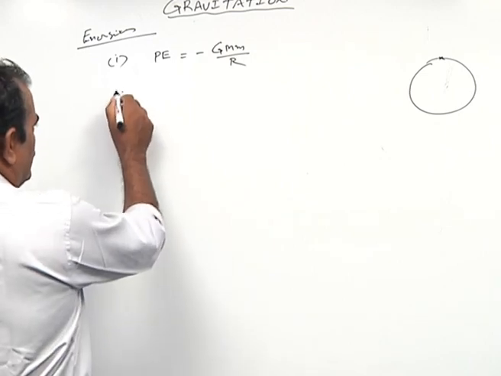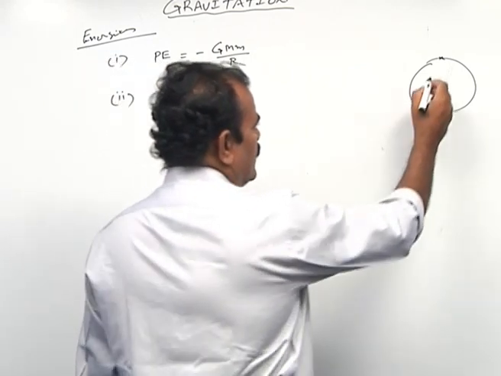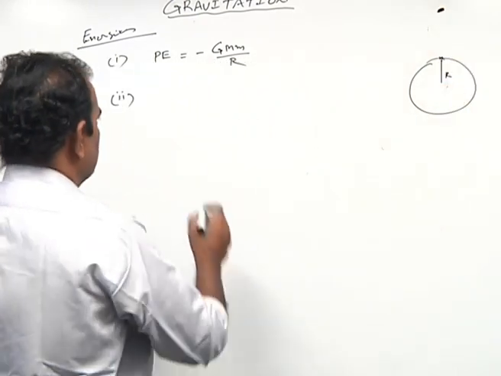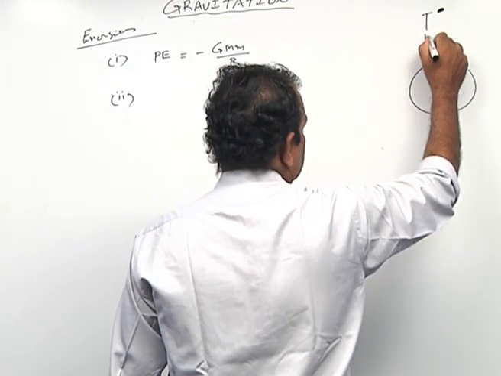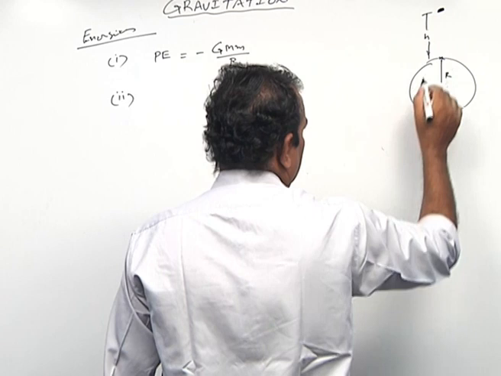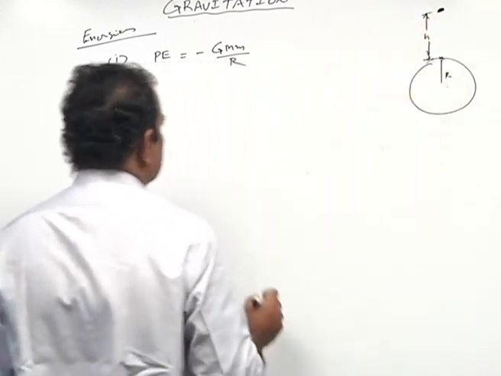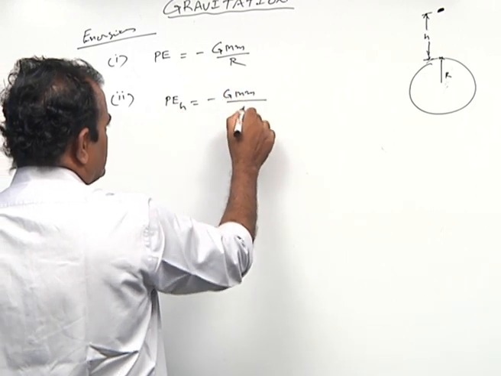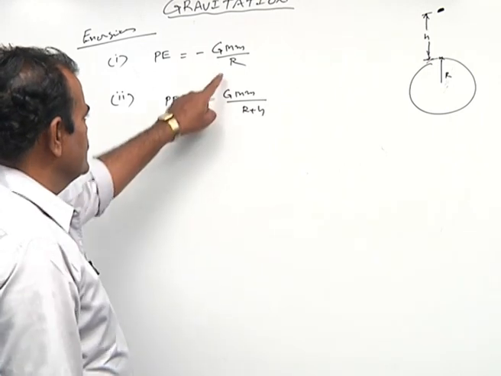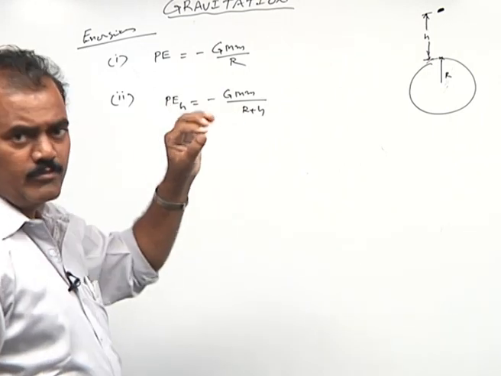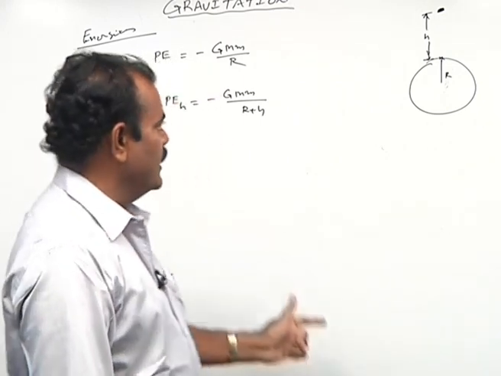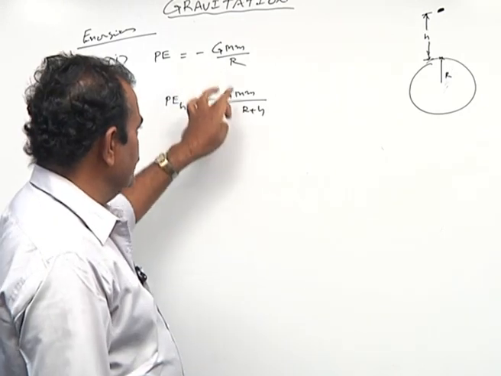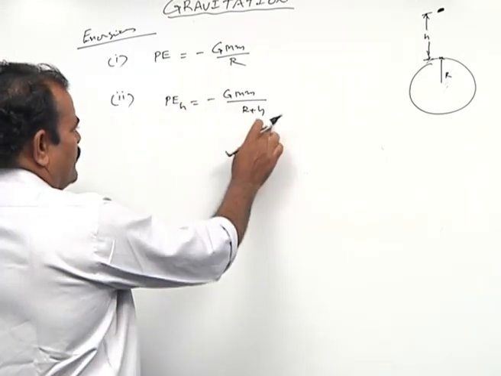Next one is the potential energy at a height h above the surface of earth. In this case, at a height h, h can be taken from the surface of earth, so that's why PEH is equal to minus GMm by r plus h. All these distances in the denominator have to be measured from the center of earth only. So you cannot take directly this h, so that's why r plus h is to be taken. So minus GMm by r plus h.